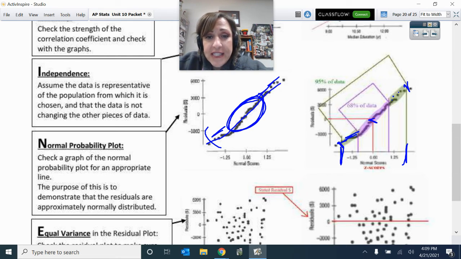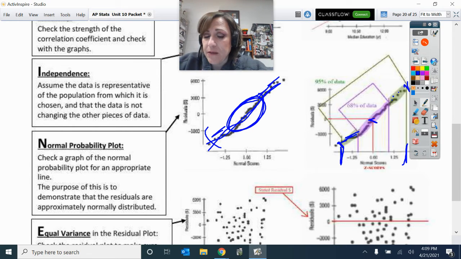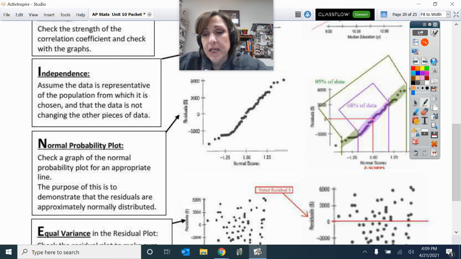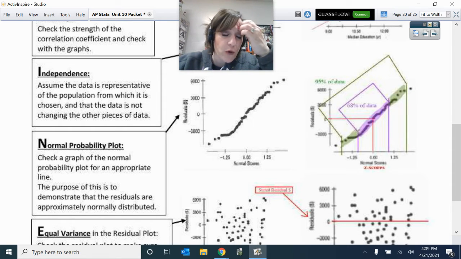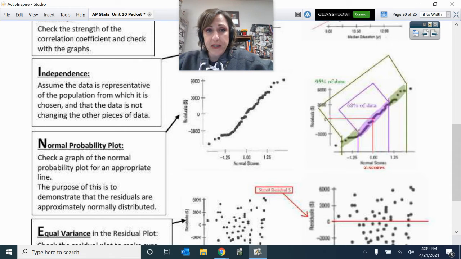And this should be a somewhat straight line. A somewhat straight line is telling me that you have some that are about the same amount that are above the line as that are below the line, having positive z-scores and having negative z-scores. Okay, so that's what we're looking for with this normal probability plot.